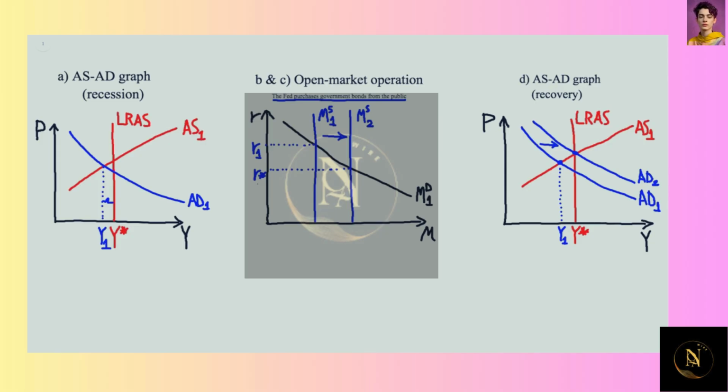All right, part D, we're being asked to draw a graph similar to the one in part A to show the effect of the open market operation on output and the price level. Explain in words why the policy has the effect that you have shown in the graph.